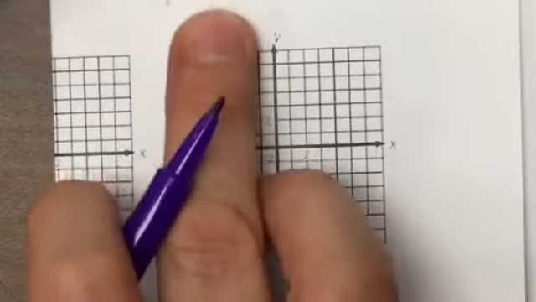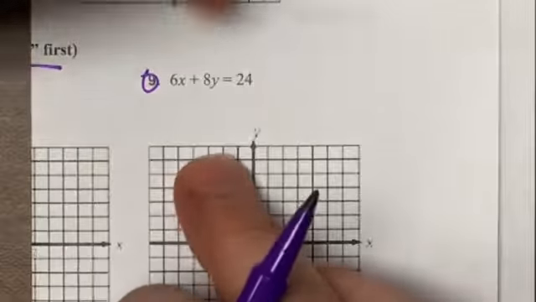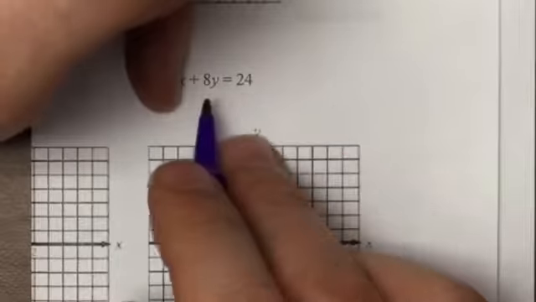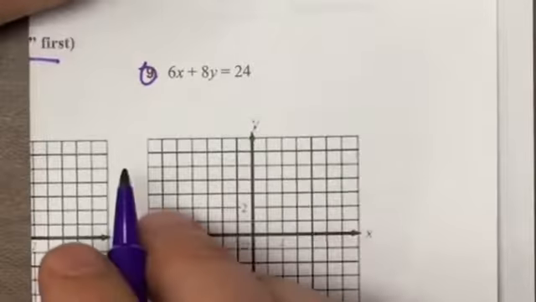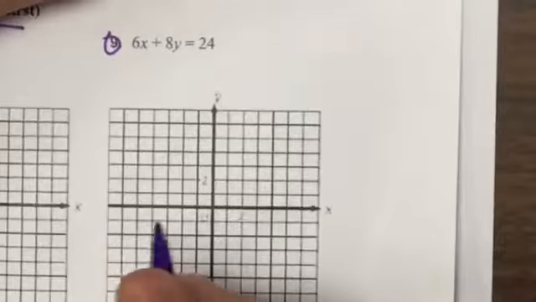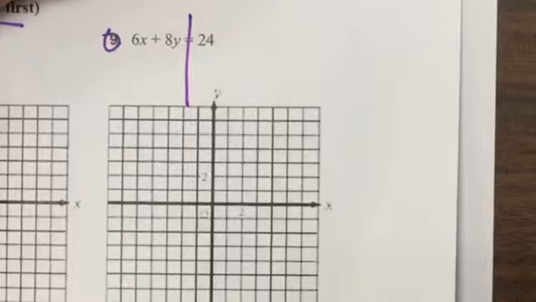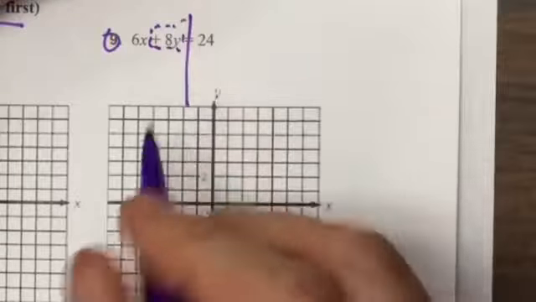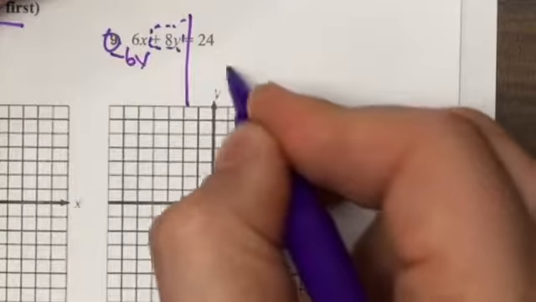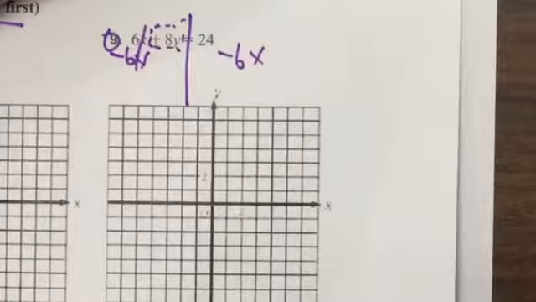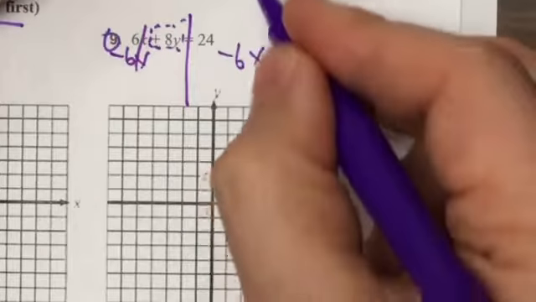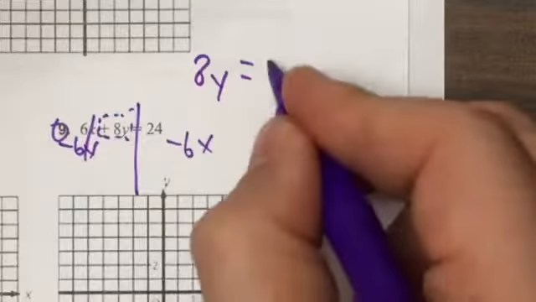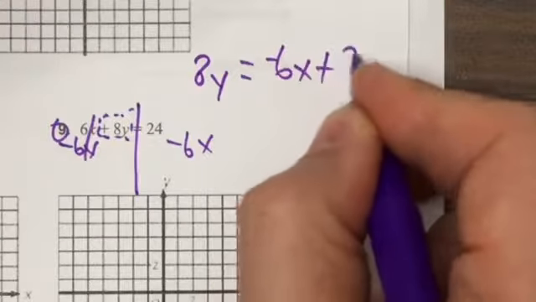Again, you could find the x and y intercept. I could cover this up, and I could find the x and y intercept. I could cover that one and do the same thing. But for this activity, we're reviewing solving for y. So here is my term with y. I need to move the other guy over using opposite math. Minus 6x on both sides. I cancel. So what I have here is 8y equals negative 6x plus 24.